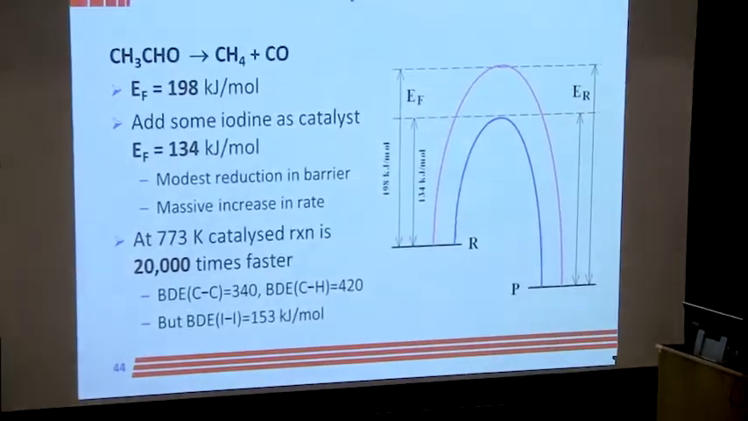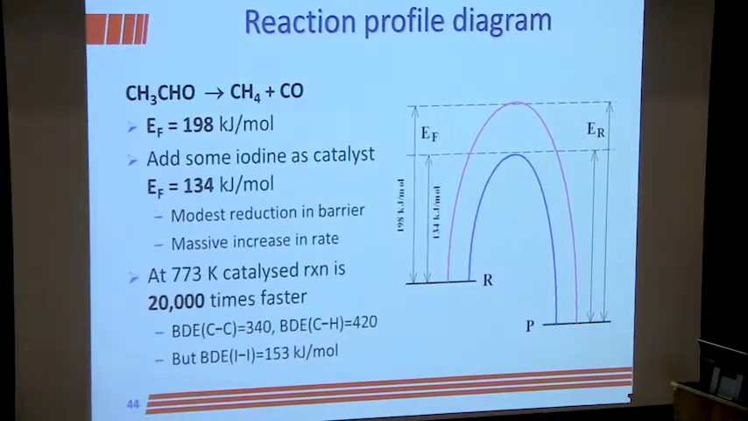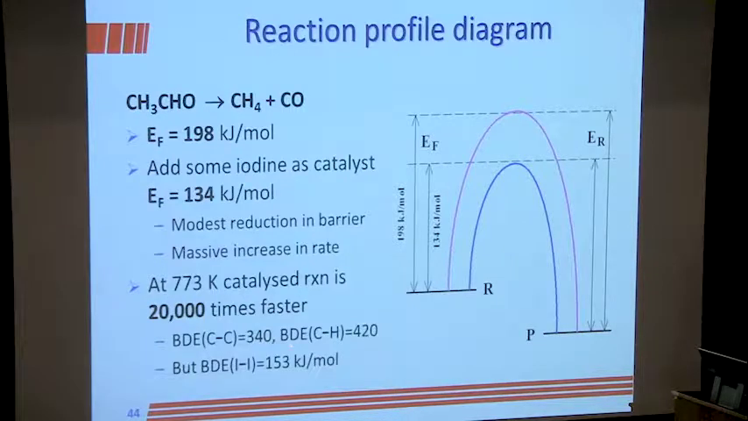Okay, so the bond dissociation energy of the CC bond, we saw it there for ethane, it was 368 kilojoules per mole. Here it's about 340. For CH, 420. But the bond dissociation energy for iodine-iodine breaking is just 153. So what's happening here is, you put iodine in, you get iodine radicals. And those radicals then can abstract a hydrogen atom, initiating the process. And that initiation lowers the energy barrier of the overall process by 64 kilojoules per mole. Okay? And that's why it happens.